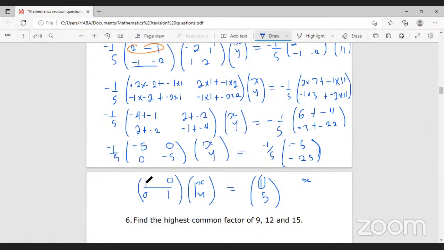So we get 1 times x plus 0 times y, which is 0, and we equate this to 1. Then we finally say x is equal to 1. And then we come to the second one: 0 times x is 0, plus 1 times y, which is y, and this is equal to 5. Finally y is equal to 5.